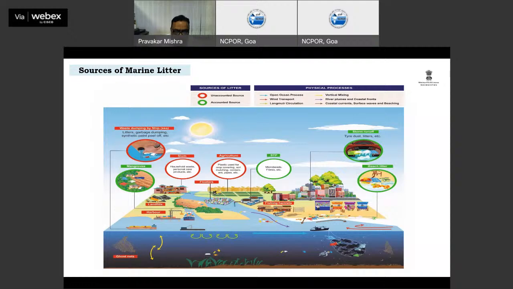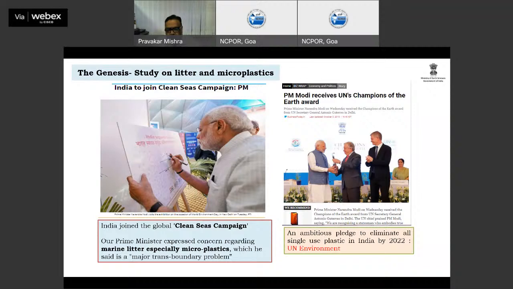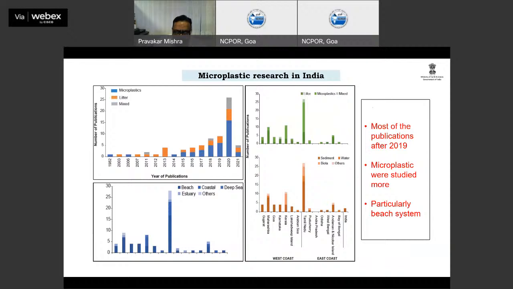So what is our role? How did we get involved with plastic and marine litter studies? India joined the Clean Seas Campaign in the year 2018, and our Prime Minister expressed concern regarding marine litter, especially microplastic, which he said is a major transboundary problem. India also promised the world, the United Nations, that by July 2022 we are going to ban single-use plastic in India. We will completely eliminate it. This is no doubt an ambitious pledge, and for it our Prime Minister received the UN Champions of the Earth Award.